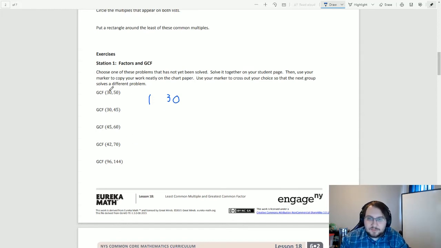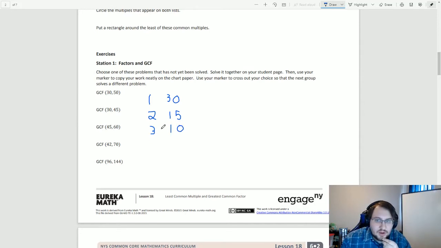Can I divide them both by 2? Yes, I can divide 30 by 2. If I divide 30 by 2, I get 15. So 2 and 15 need to be factors. What about 3? Let's go to the next number, 3. I can divide 30 by 3. If I divide 30 by 3, I get 10. So that means that 3 and 10 both need to be factors of 30.